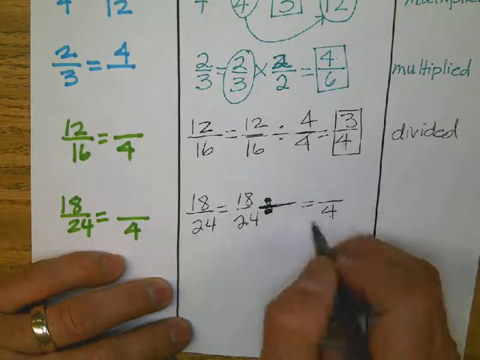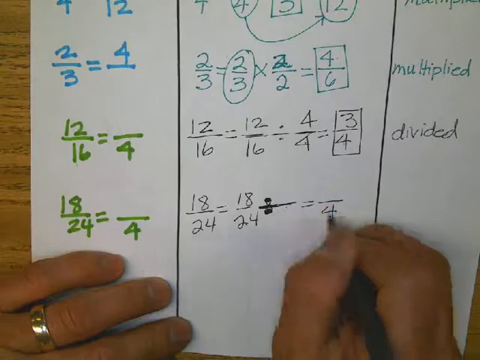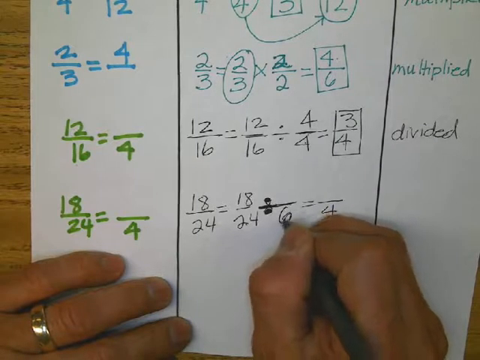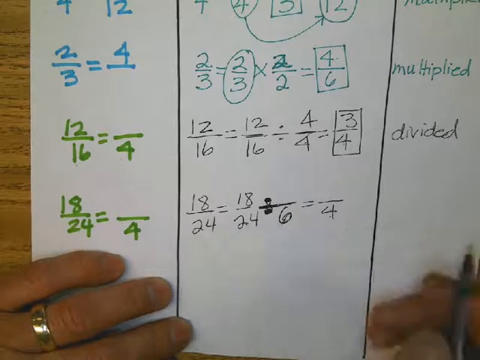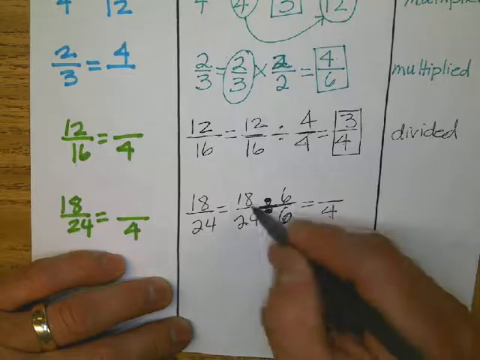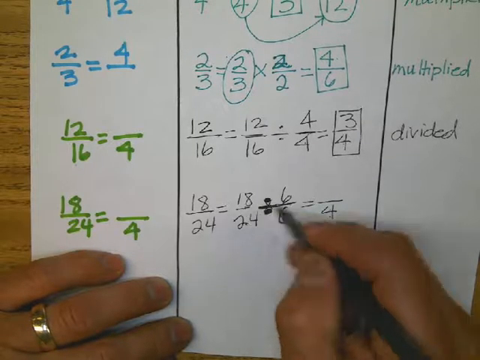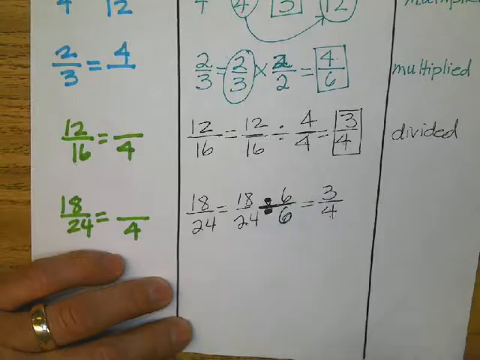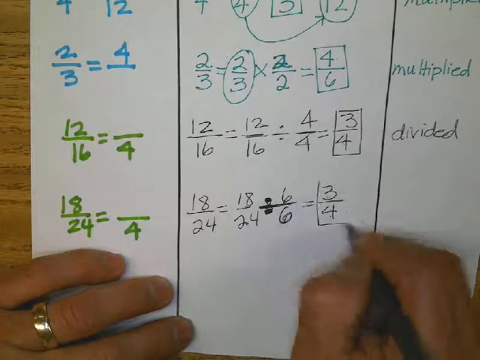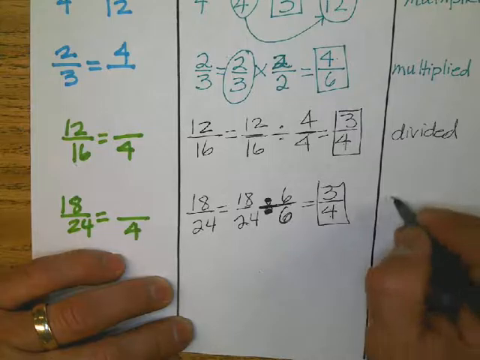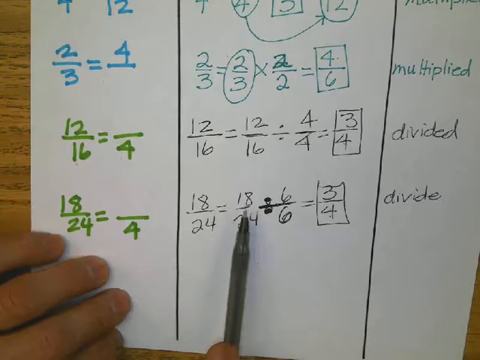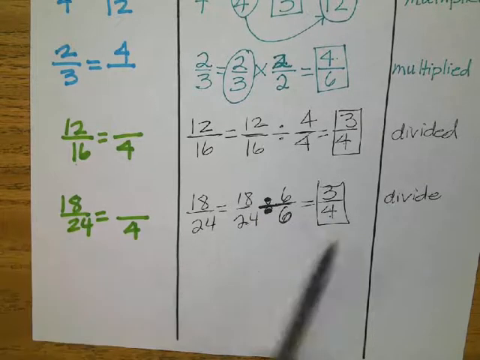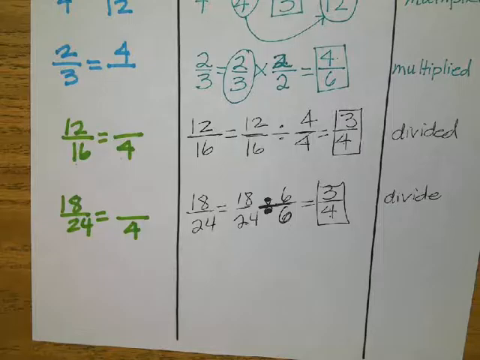So we know that 4 goes into 24 6 times, because 6 times 4 equals 24. So the numerator is divided by the same number, and the answer will be 18 divided by 6 equals 3. So there is our answer, my friends. So now, what did we do right here? In this case, we divided, because the numbers went from a large number to a small number. When you divide, things become smaller. Okay, the last problem, my friends.